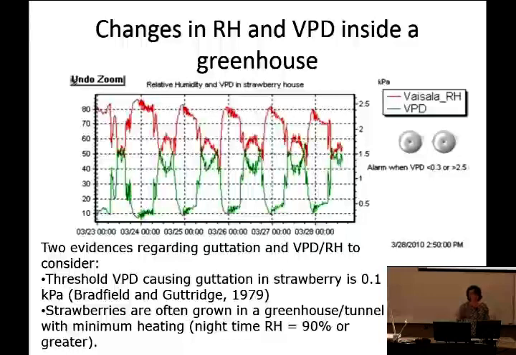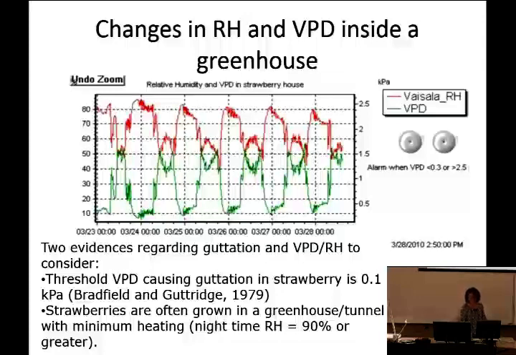And 0.1 kilopascal is about 90% humidity or higher. Then you get 0.1 kilopascal VPD. Okay, so we looked at the greenhouse humidity level, the standard conditions, and we realized that humidity is only 80%, 70%, and VPD-wise, the lowest is 0.25, or sometimes 2 or 3. It never gets to that small VPD or high enough humidity. So of course, we never saw guttation in my strawberry plants.